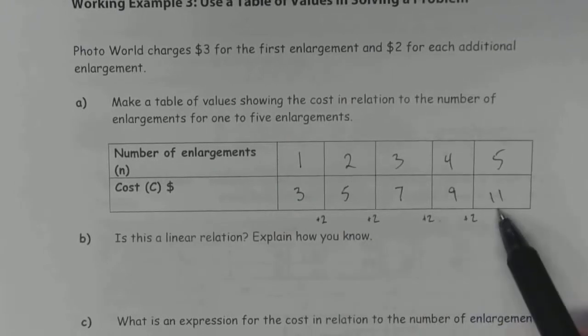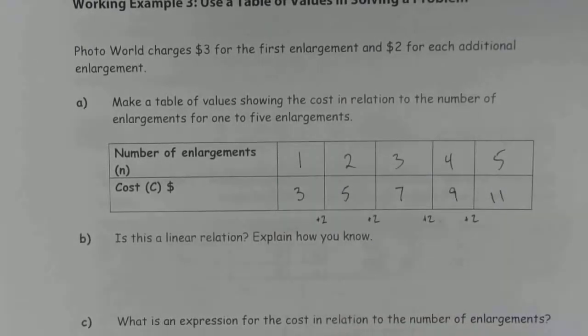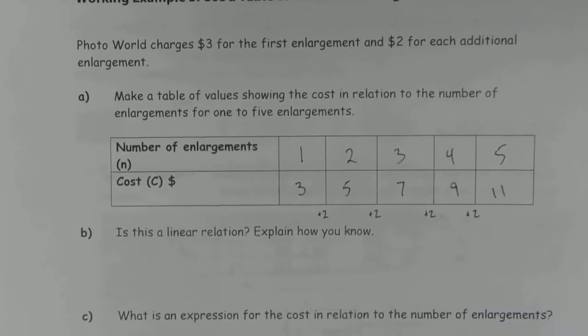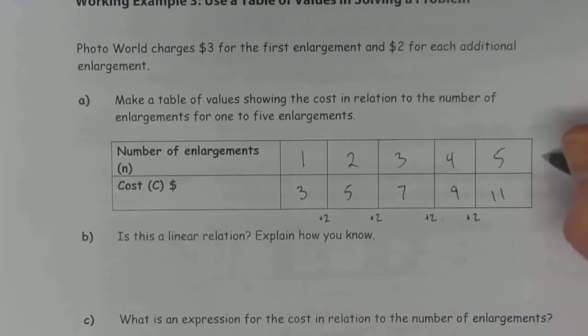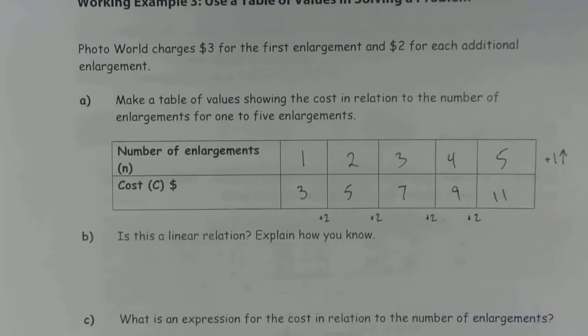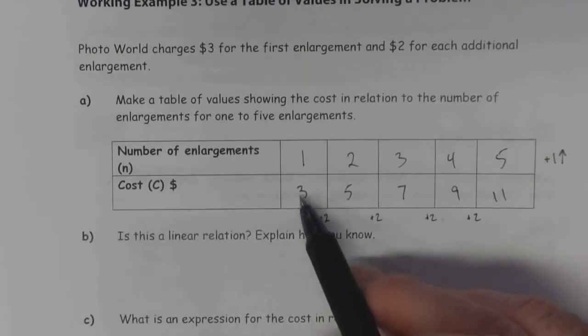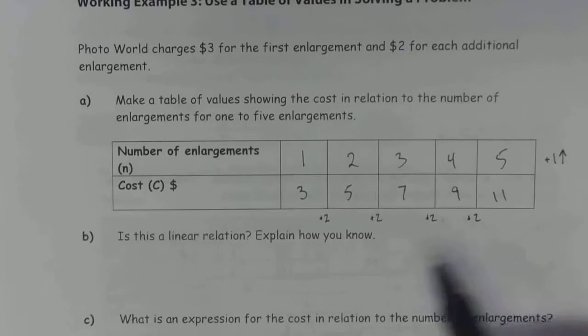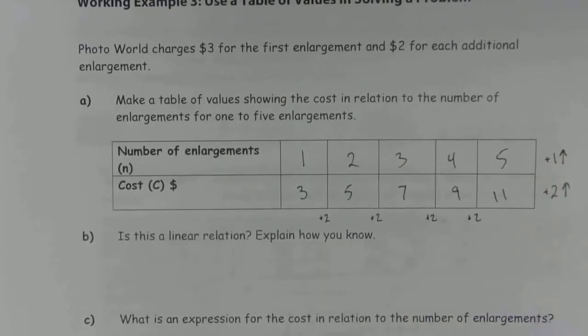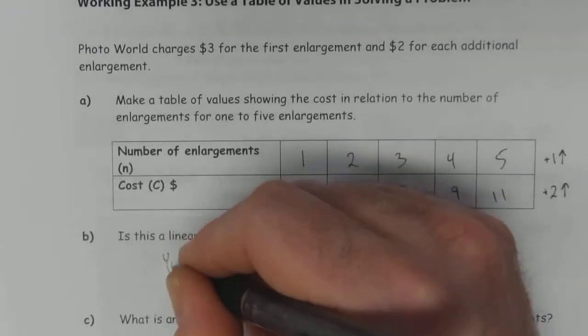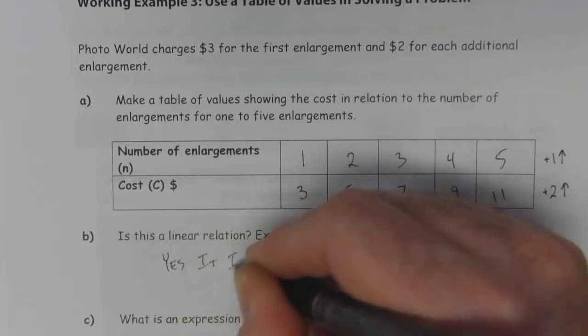So those are the values of what you're going to have to pay depending on the number of copies you make. Now the question is, is this a linear relation? Explain how you know. So this top row increases by 1 each time. The bottom row is consistently increasing by 2 each time. Both of these changes are consistent. So yes, it is going to be linear. Yes, it is linear.